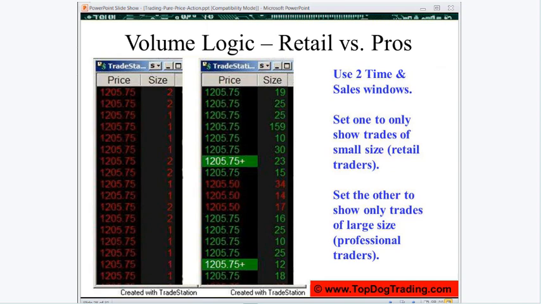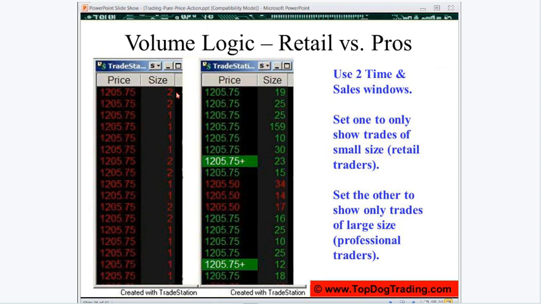Now, if you really want to get crazy, this is even a more sophisticated scenario. You can bring up two time and sales windows in one. So what we got here is, notice the size of my one on the left. All small contracts, 1 and 2 contracts. And that's how I set it. So this one I set, now I only want the charting platform, I set a filter, is what it's called. I filtered it so it'll only show me trades of 1 and 2 contract trades.